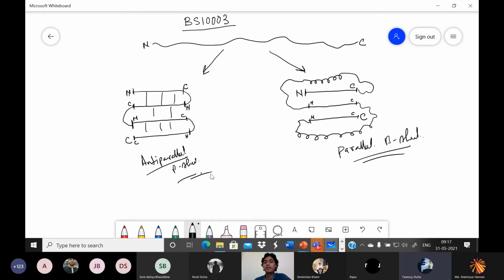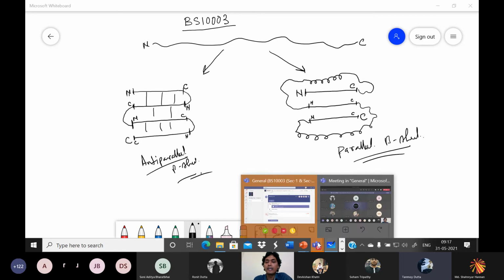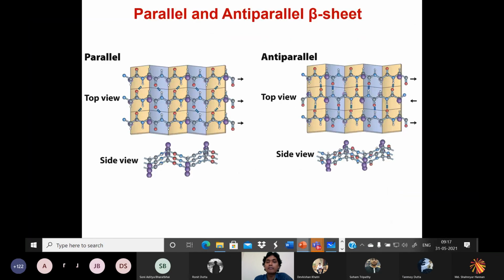Due to the order of N and C, in the antiparallel it was N C, C N, so that's why it was antiparallel, and here it is always N C, and N C. Yeah, exactly. Those are what I'm just writing there. If you see the structure, I'm just showing you here. See, antiparallel here, and here this is the direction N to C, and here parallel, all are in the same direction.